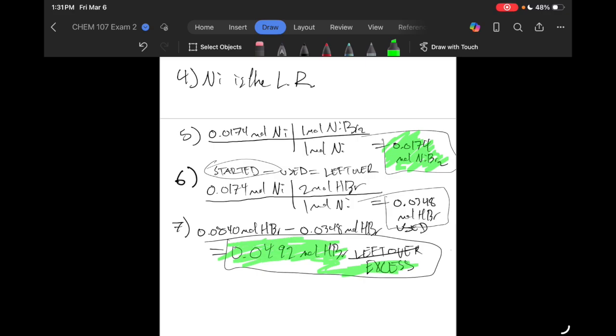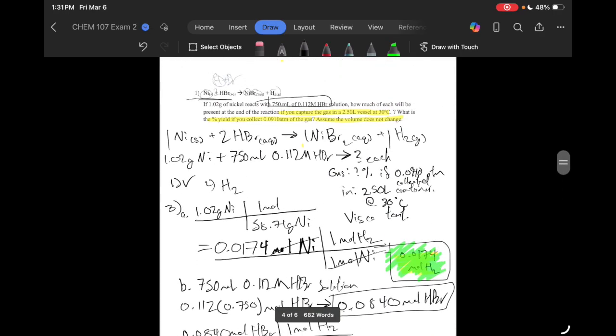Okay, so now we went down the line. We did Ni, HBr, NiBr2. So now H2. Because H2 is a gas, we need to remember the ideal gas law, which is pressure times volume is equal to moles of substance times the gas constant times the temperature in Kelvin.